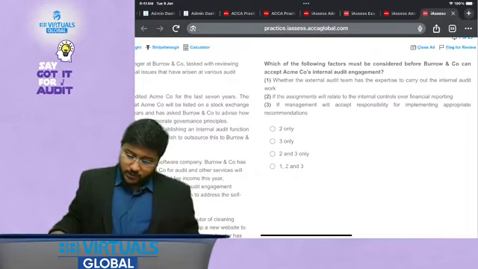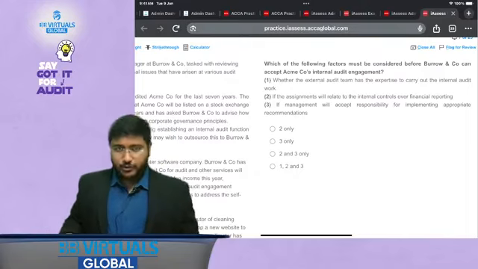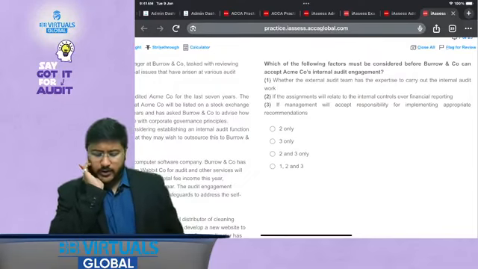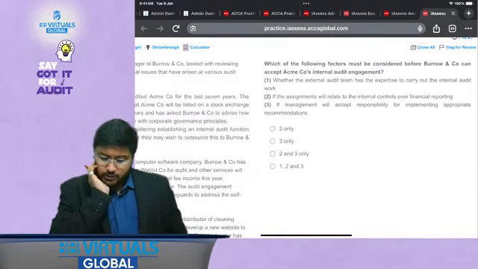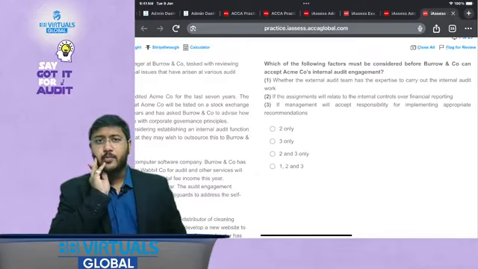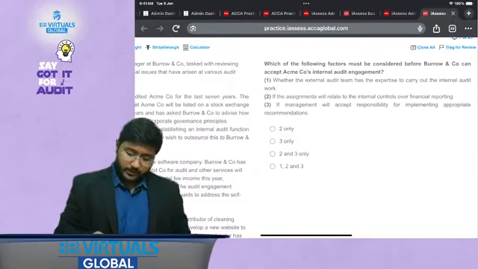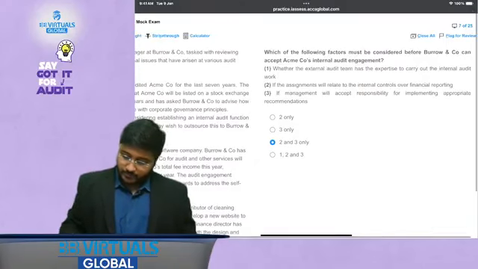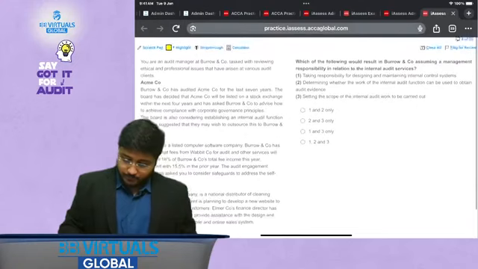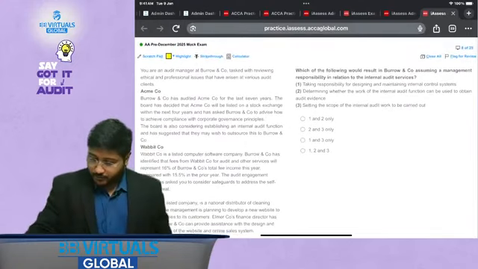First one, whether the external audit team has the expertise to carry out the internal audit work. I am also getting a little confused over here, right? So what all points should we consider? Should this form part of it? This is not a factor that you should consider, because anyways the expertise would be similar if the financial reporting framework is there. So second and third should be the right option. Now next one.